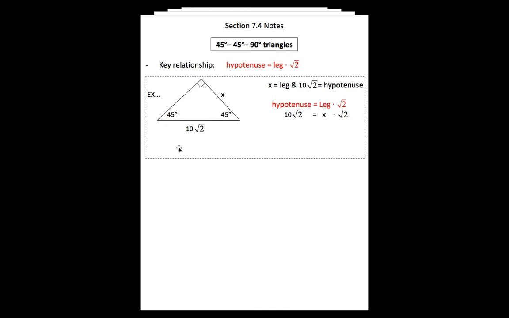So if I take that relationship that we talked about earlier, where we know the hypotenuse is always going to be equal to the length of a leg times root 2, and I start plugging in the parts into that relationship, I generate an equation that I can then solve to find the length of the side labeled x. And so to solve, I'm just going to divide both sides by root 2, and we'll find out then that x has to be 10 units.